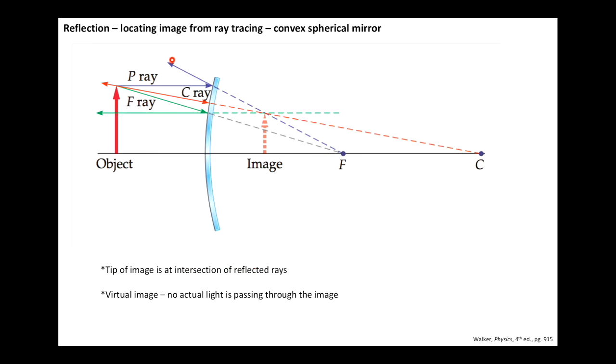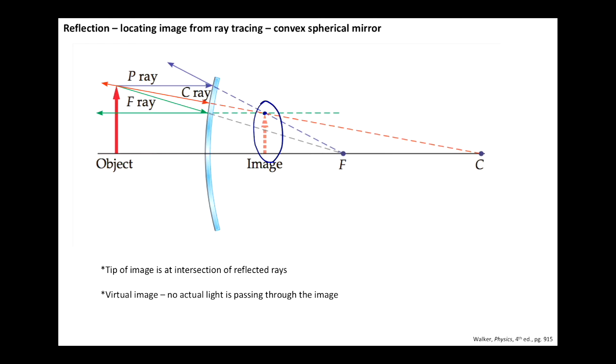So the P ray, you can see, traced back, goes to this point. The C ray, its reflection goes back to this point. And the reflection of the F ray is back to this point. Where do those three reflected lines converge? And you can see they all come to this one point right here, which represents the top of my image. Got it?